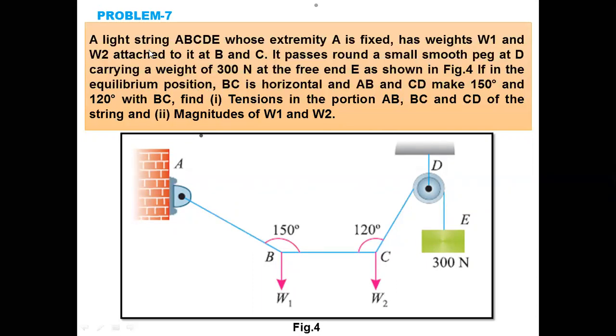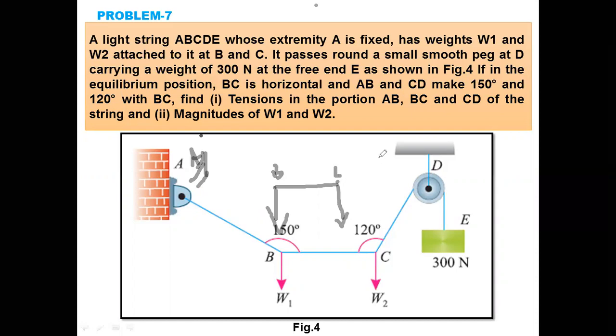So here you see it is very easy to understand the problem. They are saying that a light string has 5 points A, B, C, D, E, and the point A has been fixed. The weights W1 and W2 are fixed at B and C. And they are saying that BC is horizontal, so keep BC as horizontal, with W1 and W2 fixed at B and C. So this is the point B and this is the point C.